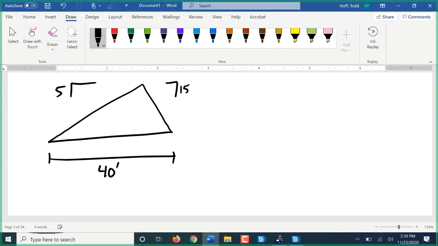So I'm going to give you a 5/12 slope and a 15/12 slope on a 40-foot total span. I want you to find X and Y. I'm going to give you a few minutes to find that. We'll go over it in 4 or 5 minutes.